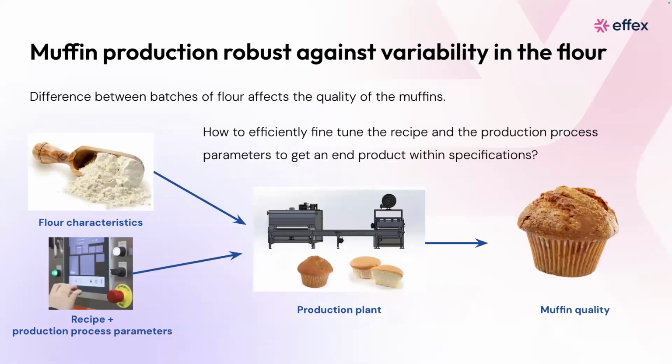So this is a schema of what the problem is there. The different batches' characteristics of flour affect the quality of the muffins. So we have the flour characteristics, and we also have the recipe and production process parameters that will define the production process. And in the end, we will have a muffin with certain quality, which will be measured using some quality attributes or responses.